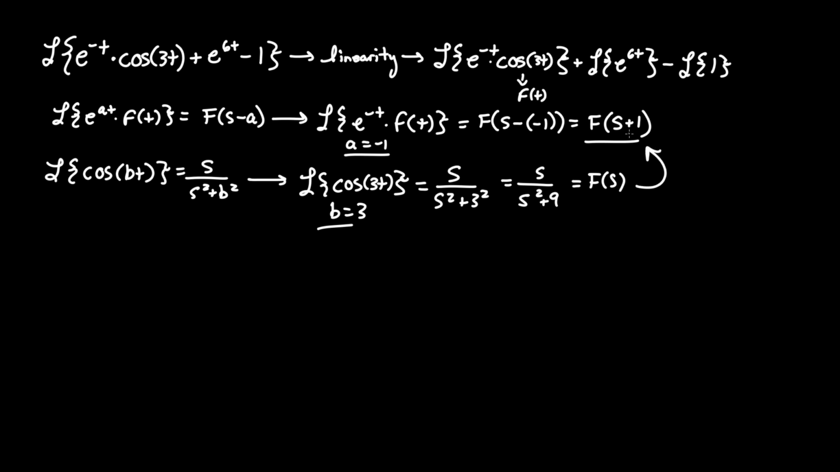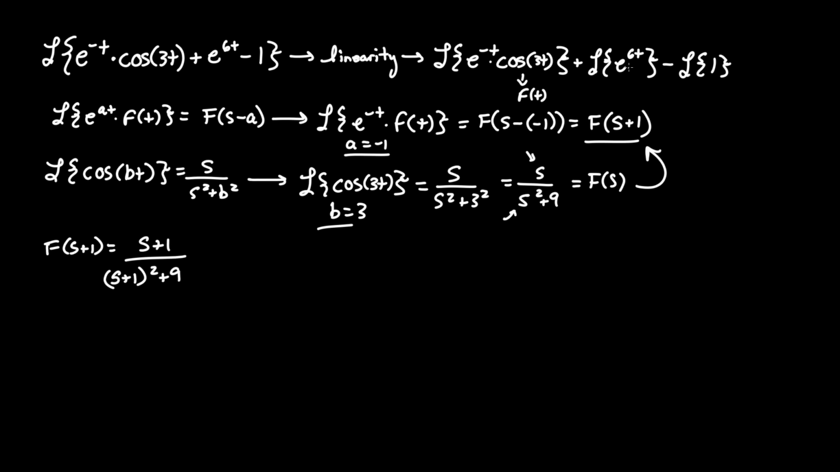But we still have to apply this s plus 1 term. So these two s's here have to become s plus 1. We'll say F of s plus 1 equals s plus 1 over s plus 1 quantity squared plus 9.